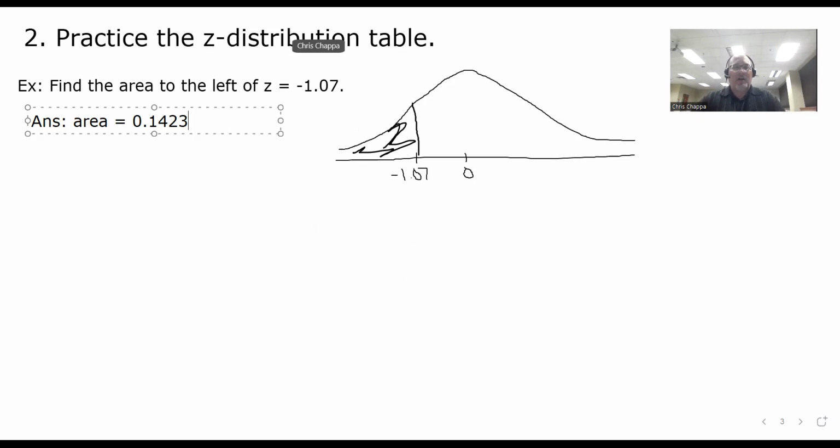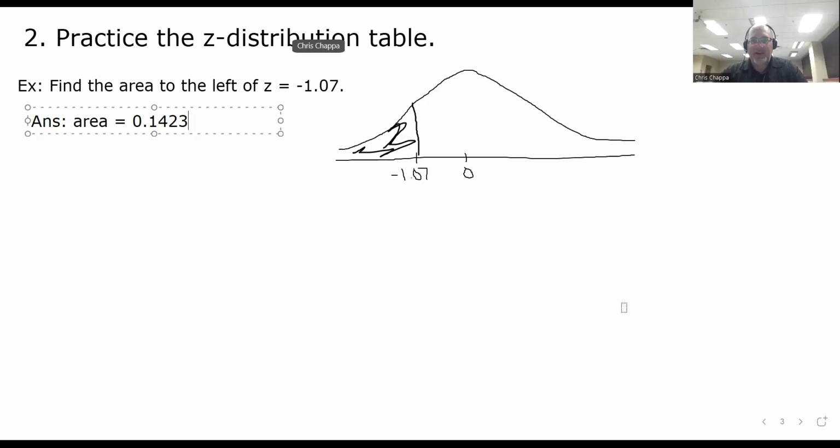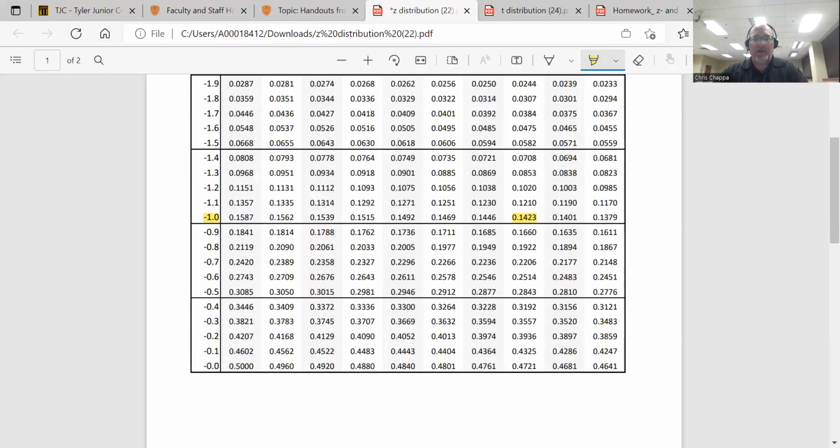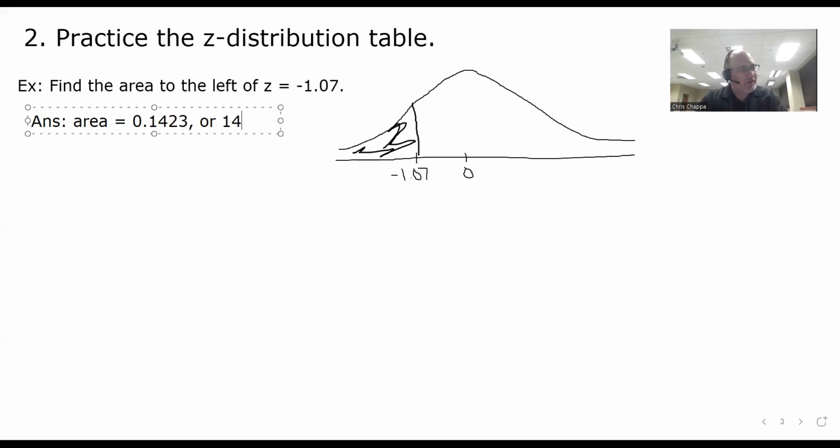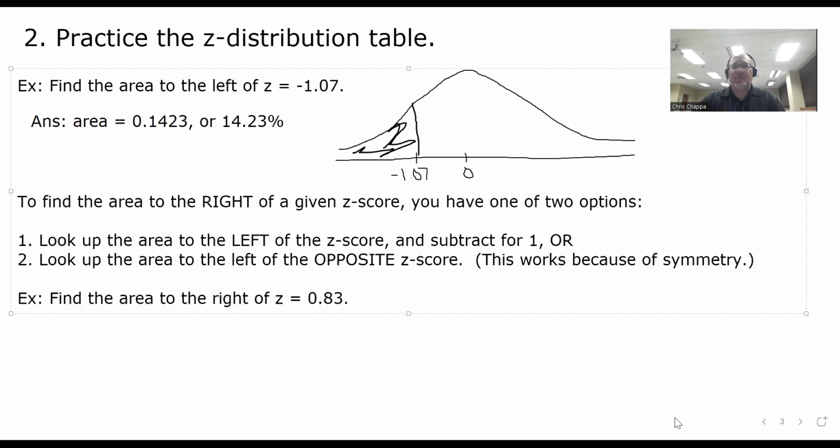All right. Was it 0.1423? I think it was. Let's go back to the chart and see if that's what I highlighted. Yeah, 0.1423. But we could also look at this as a percent, or 14.23%. All right, so it's a pretty easy chart to use.